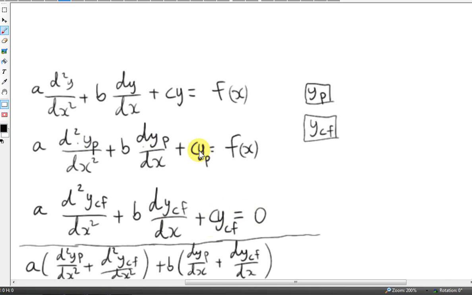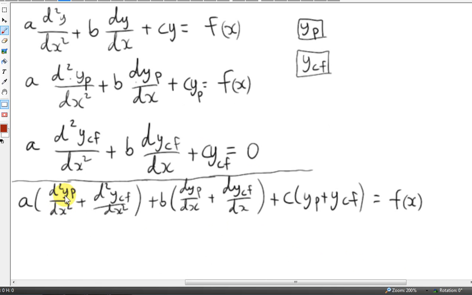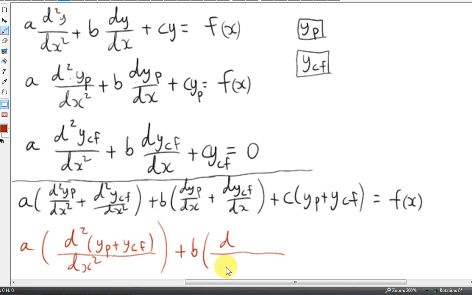So we just add these terms together, add these, and then if we add these together and factorize out c, we have to get the right hand side, the sum of the right hand sides, f of x plus 0. Well, that's just f of x. Notice here we're taking the second derivative of y sub p and the second derivative of ycf, but we can write that as a times the second derivative with respect to x of y sub p plus y sub cf. And we can do something similar here, of course. We're just using the fact that the derivative of a sum of functions is the sum of the derivatives. That's a well-known fact. We use that all the time when we differentiate.